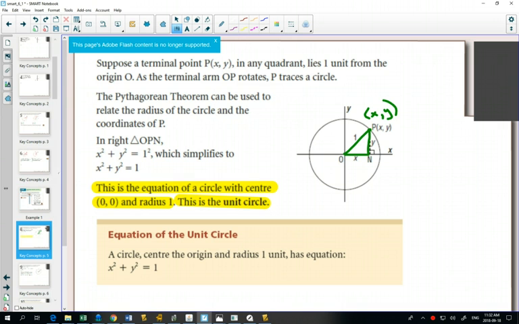Wonderful. So we highlighted the unit circle. We drew a triangle. We picked a random point. Hypotenuse is 1. This side is x, and this side is y.